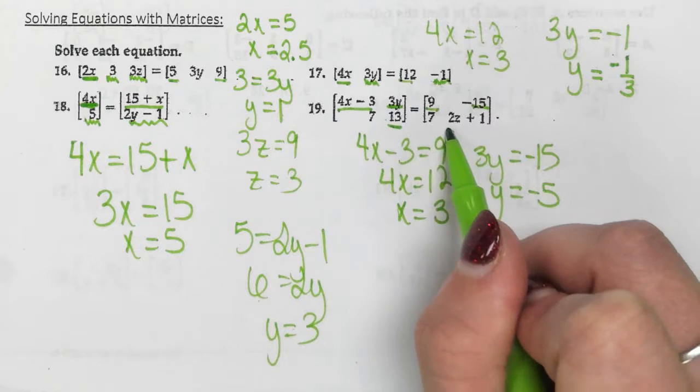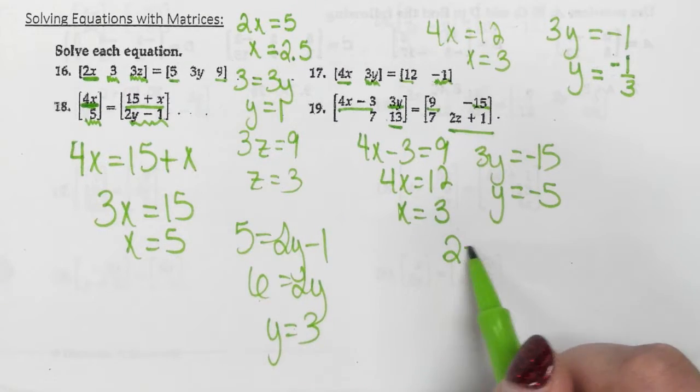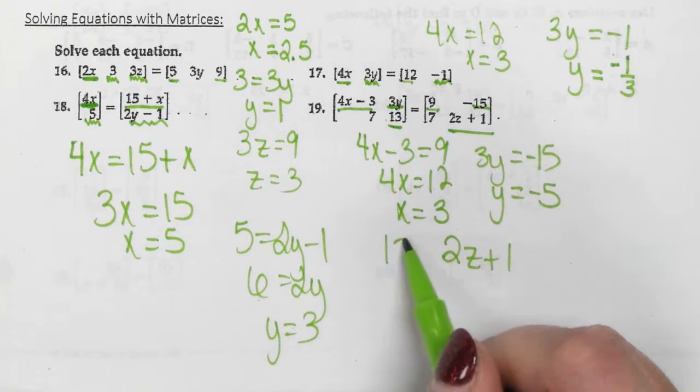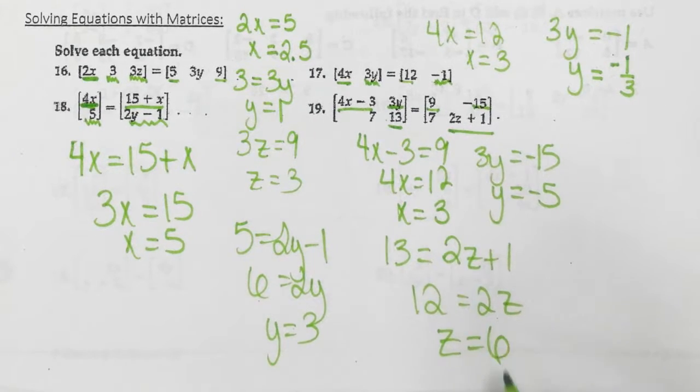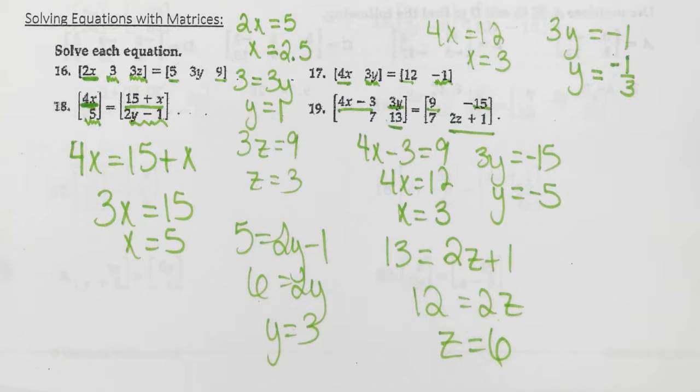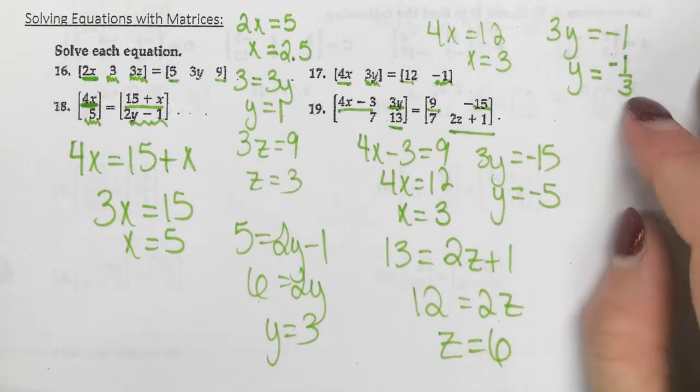All right, 13 equals 2z plus 1. Subtract the 1, you get 12. Divide by 2, and you get 6. Y'all okay? You just did your second learning target then. All right, what's the third and final one for today? Add and subtract matrices, right? This is where I'm going to start teaching you how to use your calculator.